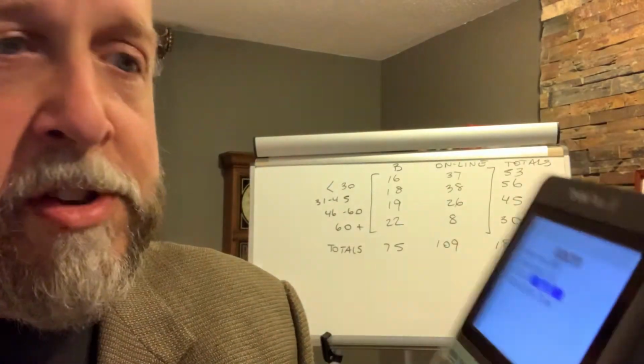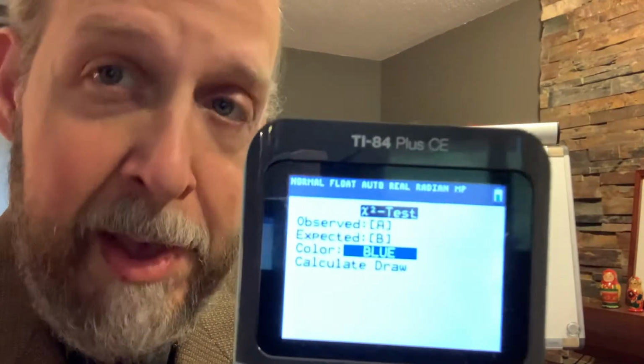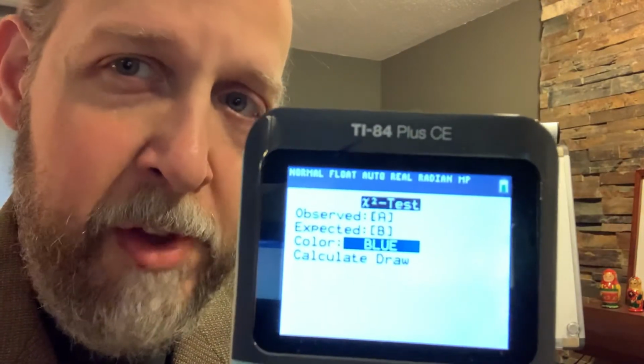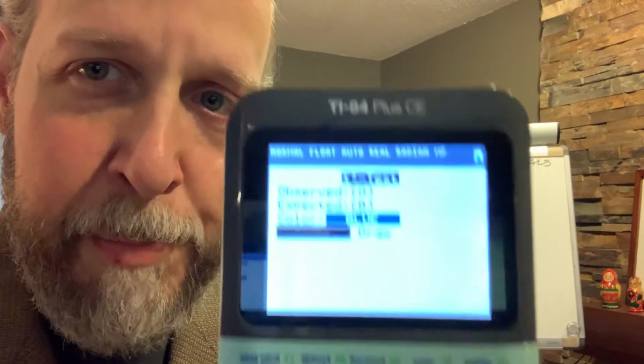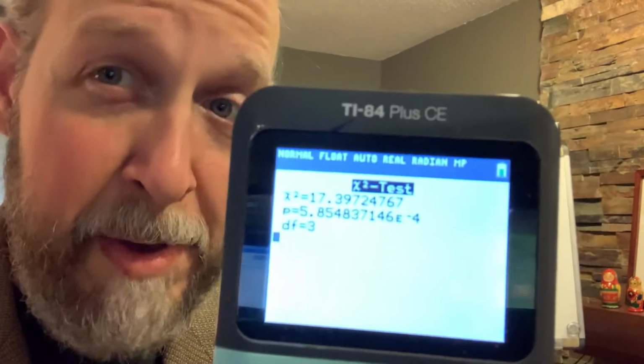Then it says color, who cares? It says calculate, draw. It doesn't even want to know degrees of freedom. It will know what that is because, of course, it's a calculator. It knows what to do. So you're going to go to calculate, and it tells you everything you need to make a conclusion.